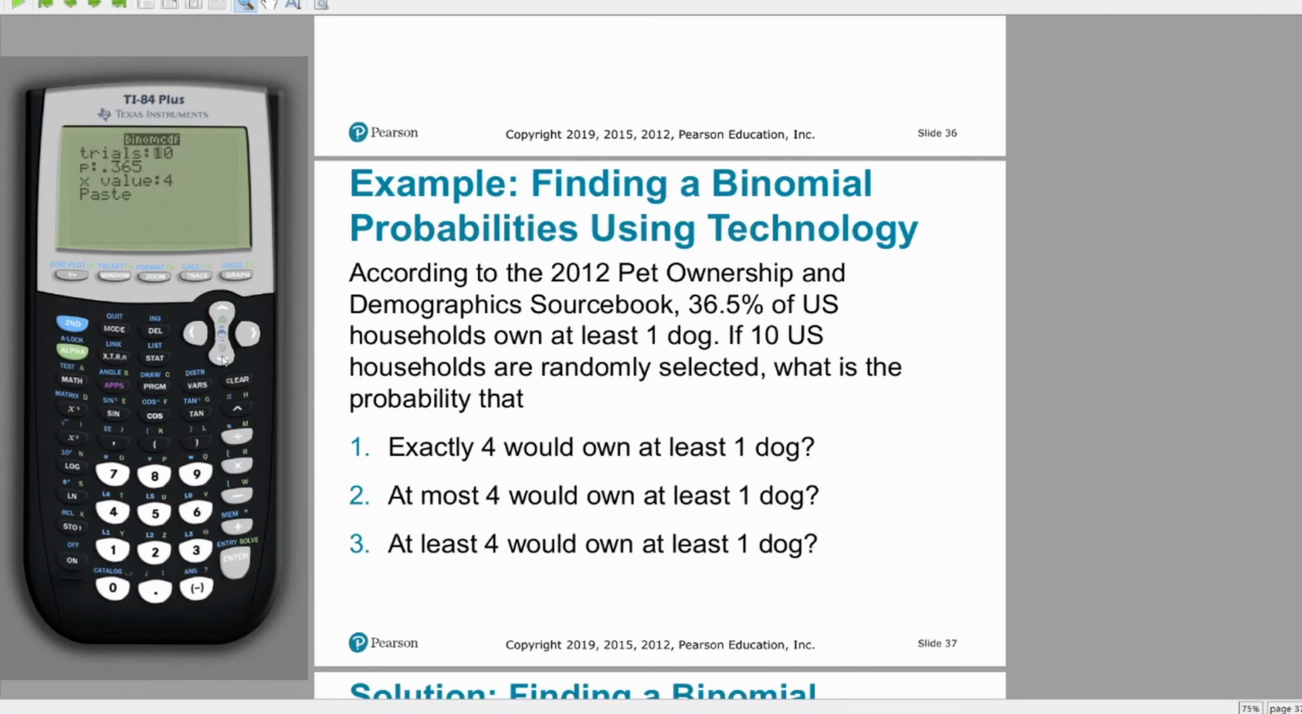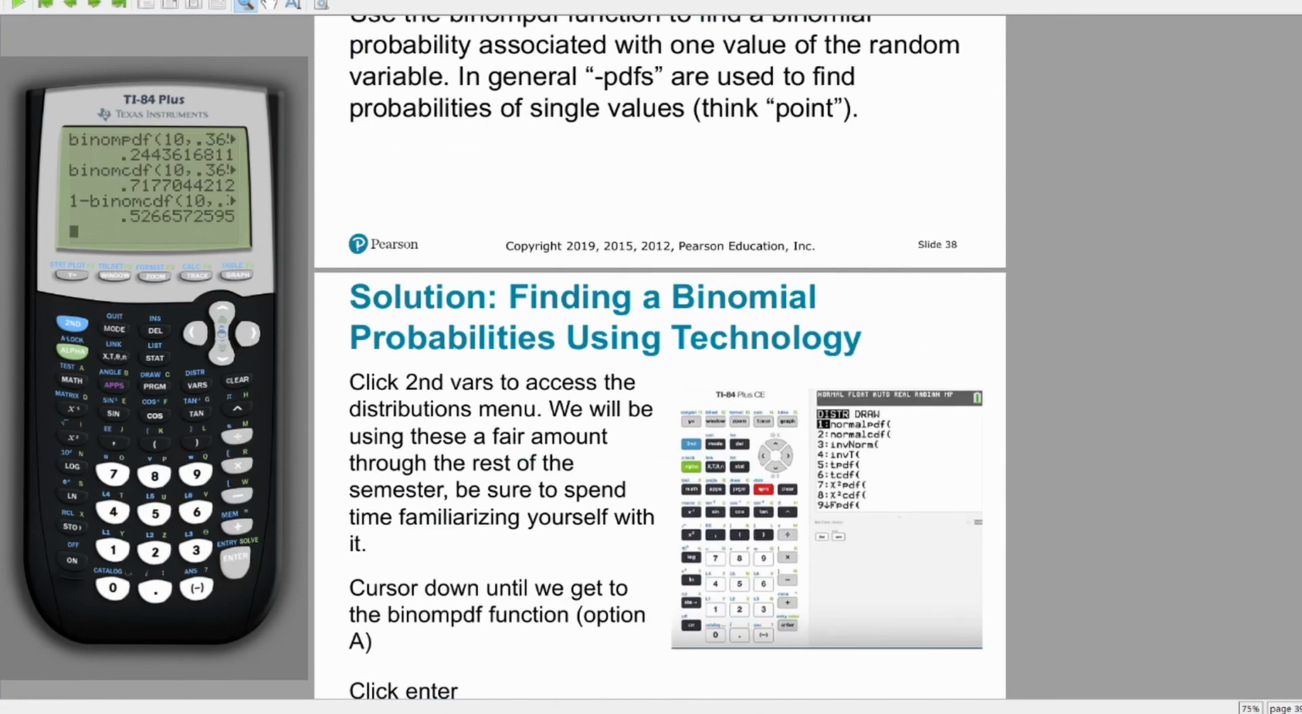And here we still have 10 trials. Our probability of success is 0.365, but now we're going to put in an x value of 3. And once it gets back to the computation, it'll make more sense why I did that. Because what happens here is we're using a complement. If you want to get 4 or more, the opposite of that is less than 4. Or in this case, since it's discrete, 3 or fewer. So if we do it this way, we'll get the desired probability.